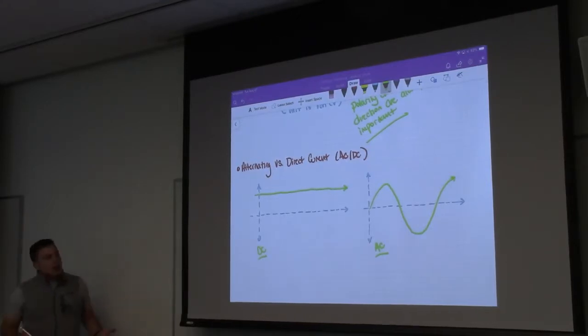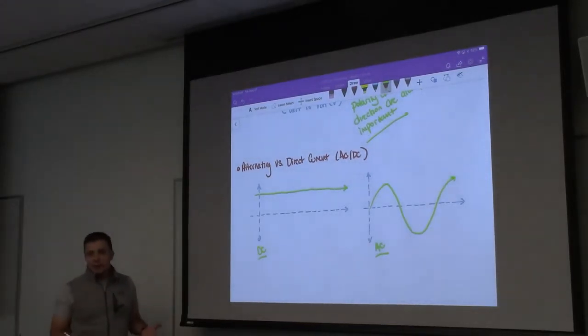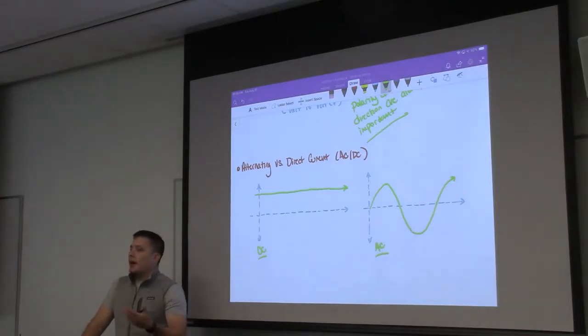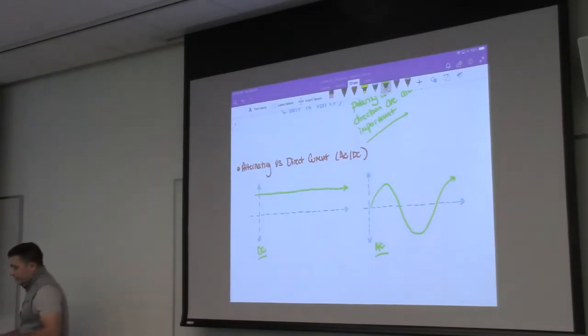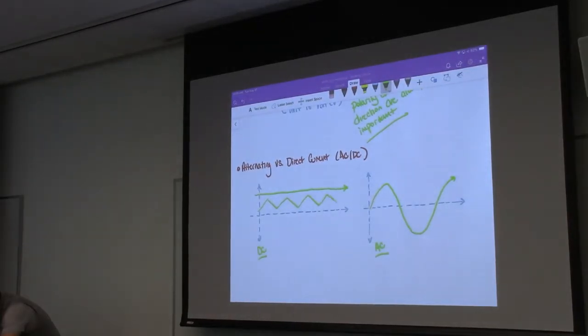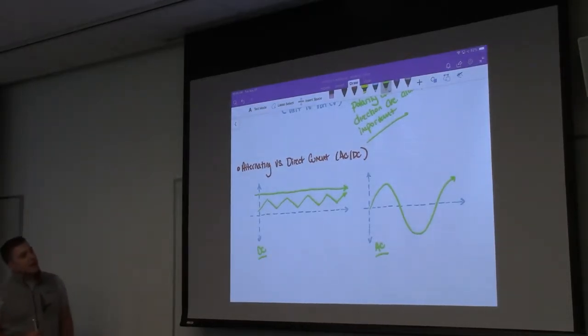Okay, and we are going to use the terms like that to a certain point. A lot of times we'll say DC, you're assuming that it's going to be a flat line. We say AC, we're assuming it's going to be a sine wave and it's going to cross the axis. However, really, direct current, this is also a direct current wave. A direct current wave can oscillate as long as it doesn't cross the x-axis.